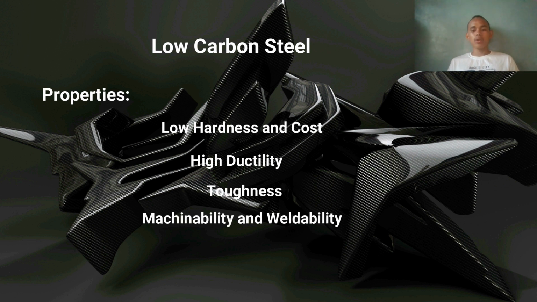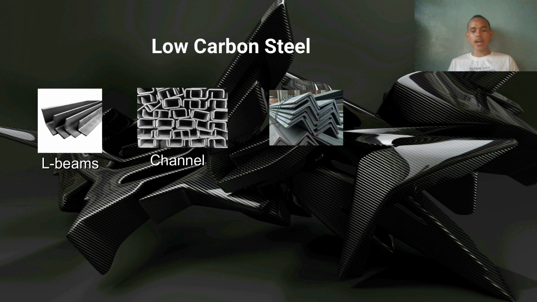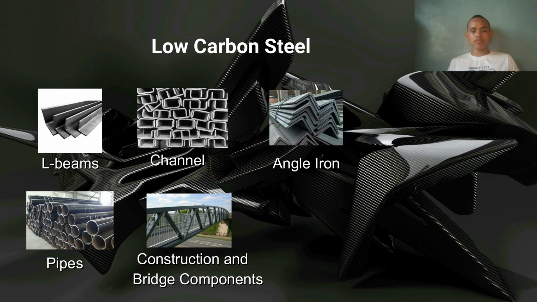machinability, and weldability. Low carbon steels are often used in automobile body components, structural shapes such as I-beams, channel and angle iron, also pipes, construction and bridge components, and food cans.